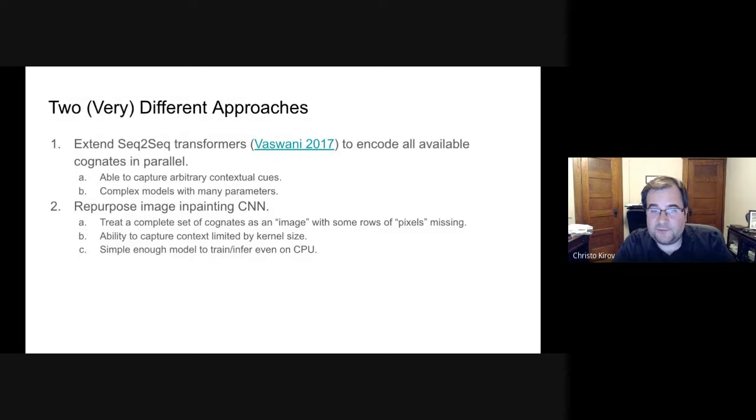The first, which we'll refer to as the neighborhood model, is an extension of the transformer architecture, except it encodes multiple inputs in parallel. This model is more complex, but has the advantage, at least in theory, of being able to capture arbitrary contextual cues. The second system, which we'll call the Inpainting model, treats the set of cognates as an image and the missing cognates as corrupted pixels. It borrows a convolutional network approach from computer vision to restore those missing pixels. This model is more simple and trains very quickly on a CPU, but its representational capacity is limited by things like convolutional kernel size.